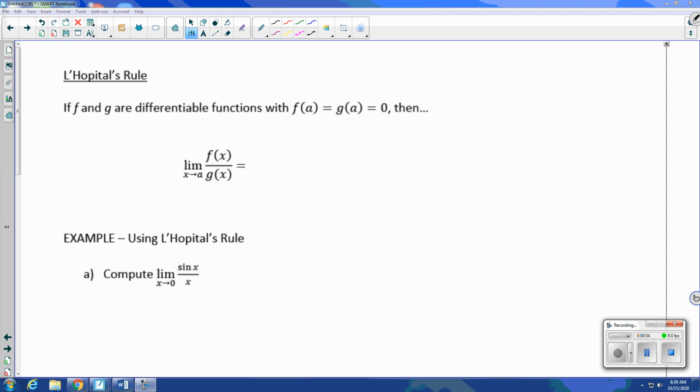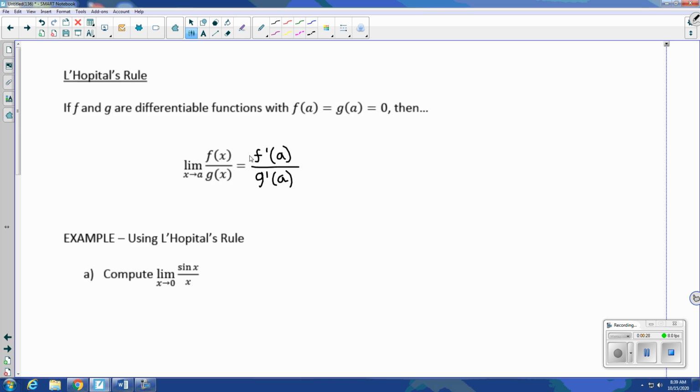L'Hopital's rule. If f and g are differentiable functions with f of a and g of a equal to 0, then the limit as x approaches a of f of x over g of x equals f prime of a over g prime of a. So let's break down what this is saying.